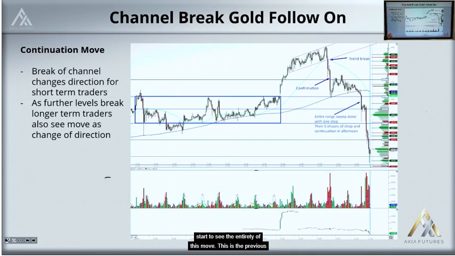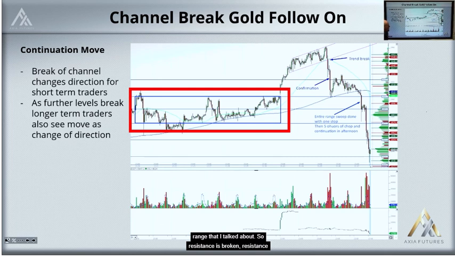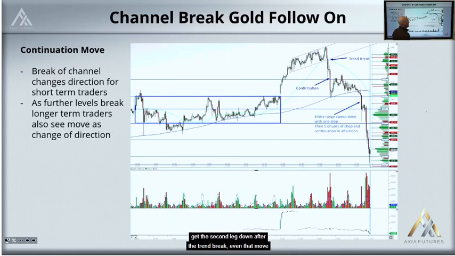So you can now start to see the entirety of this move. This was the previous range that I talked about. So resistance is broken. Resistance becomes support, even on that second confirmation. So as you get the second leg down after the trend break, even that moves to a point where buyers may well come in once more. And so this is thinking about it from a fractal point of view. The short-term trend has changed. We move down. The long-term trend, though, if you're looking for this to be a furtherance of a move higher, hasn't. We're holding support. So this is still a collection of higher lows. And so therefore the overall trend is still intact.